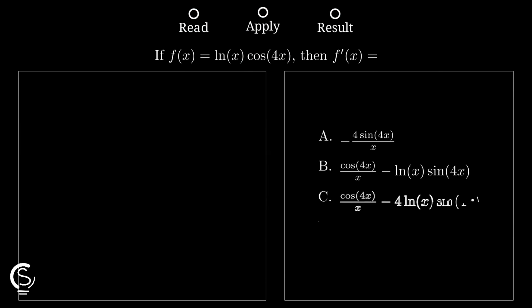First, we identify our two functions as natural log of x and cosine of 4x. We must apply the product rule by taking the derivative of the first part first.